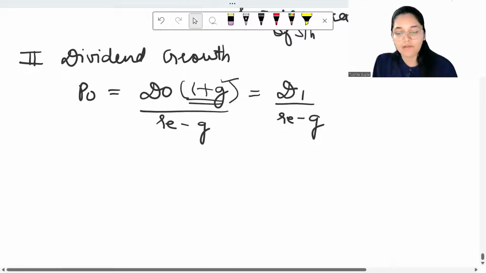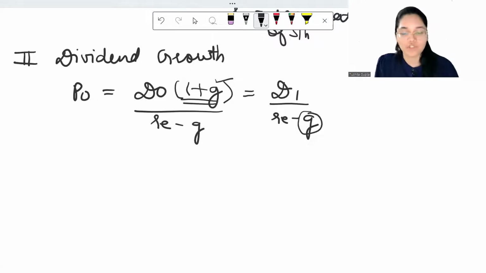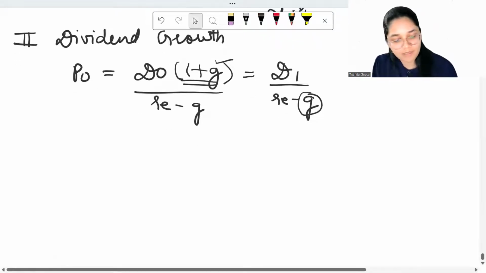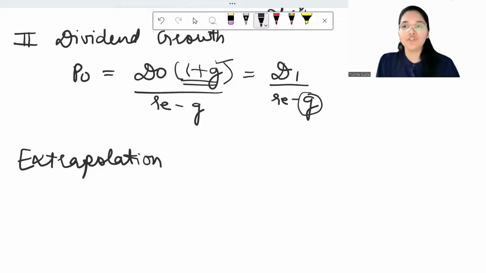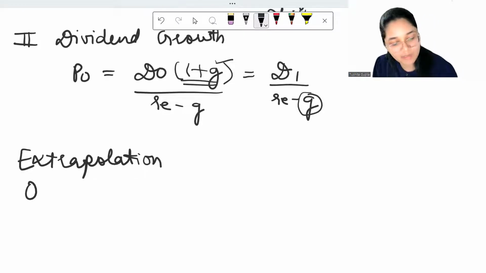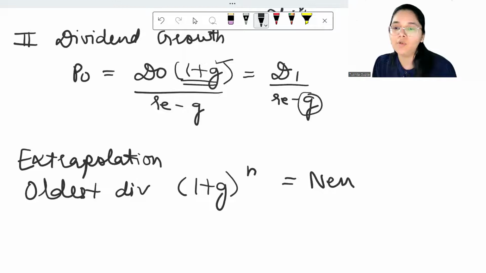All right, so now how do you work out this growth rate? For calculating this growth rate also we have multiple ways through which you can do that. So number one method is the extrapolation method. How do you work out the growth using the extrapolation method is that you take the oldest dividend multiplied by (1 plus G) raised to the power n gives you the newest dividend. So this is the formula.